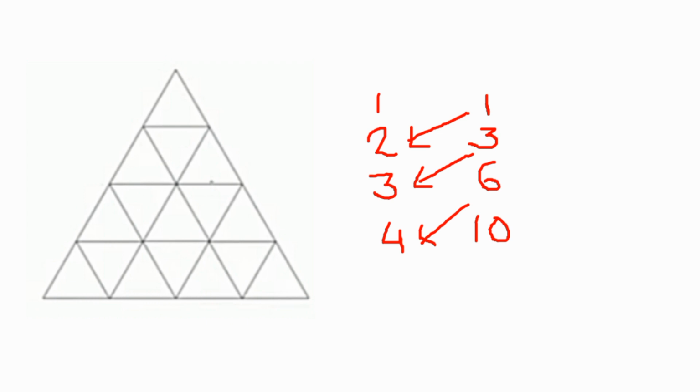Then add all these numbers, that is 1 plus 3 plus 6 plus 10. 1 plus 3 is 4. 4 plus 6 is 10. 10 plus 10 is 20.